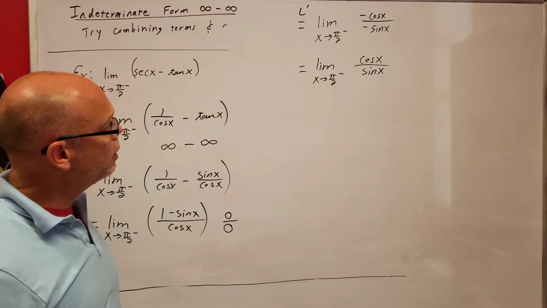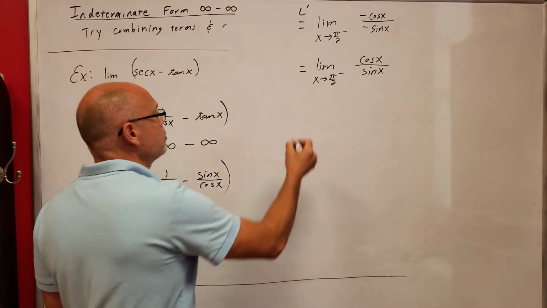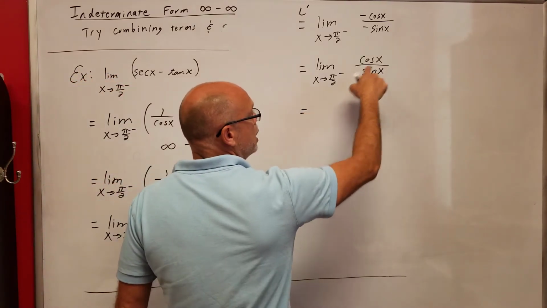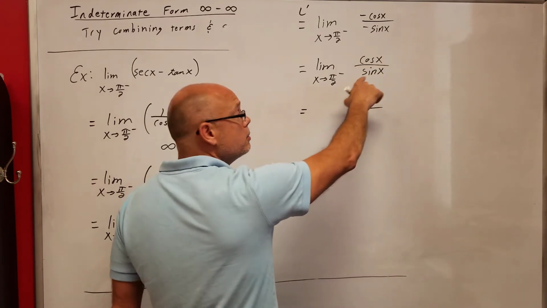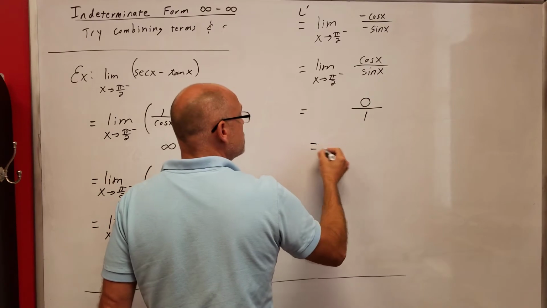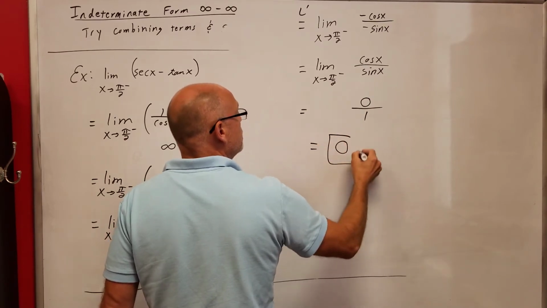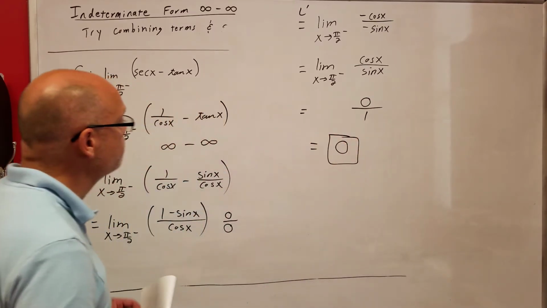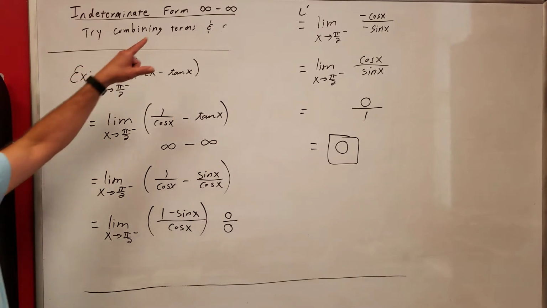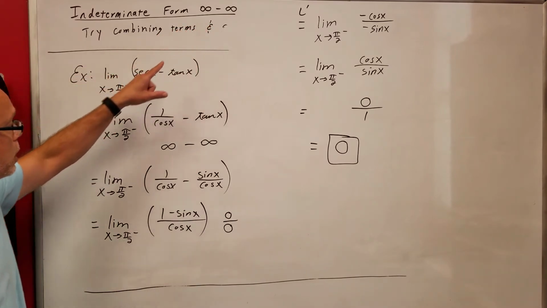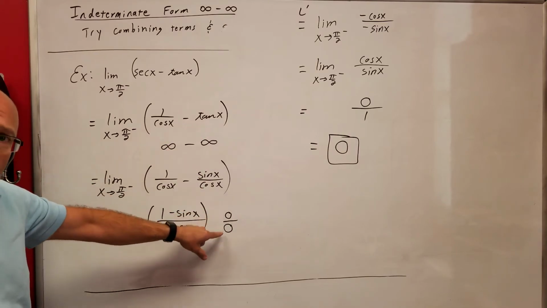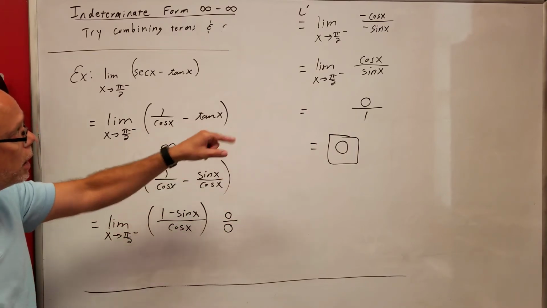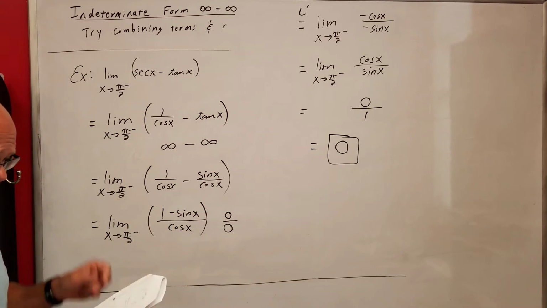Now let's see if that helped me any. As x approaches pi over 2, my cosine approaches 0. As x approaches pi over 2, my sine approaches 1. So what does that whole value give you? 0. So what are we saying? If we have infinity minus infinity, we're going to try to combine it. Put it in a form where we get 0 over 0 or infinity over infinity and apply L'Hopital's rule.